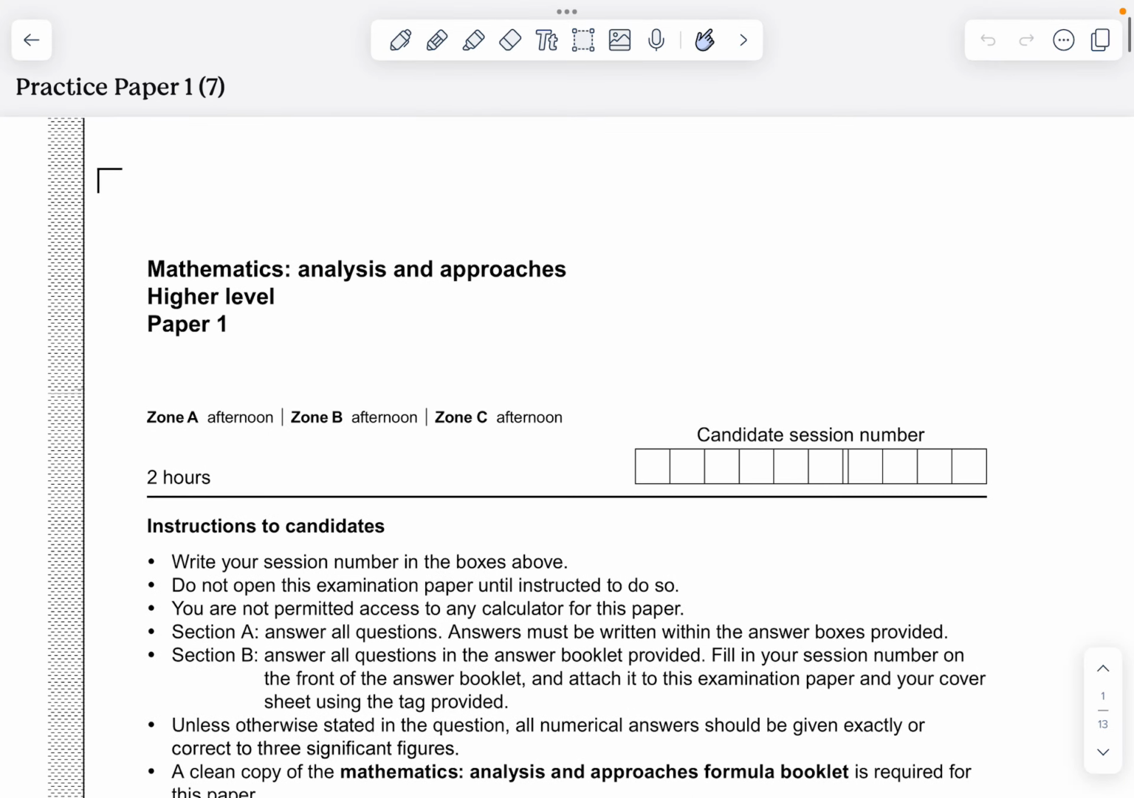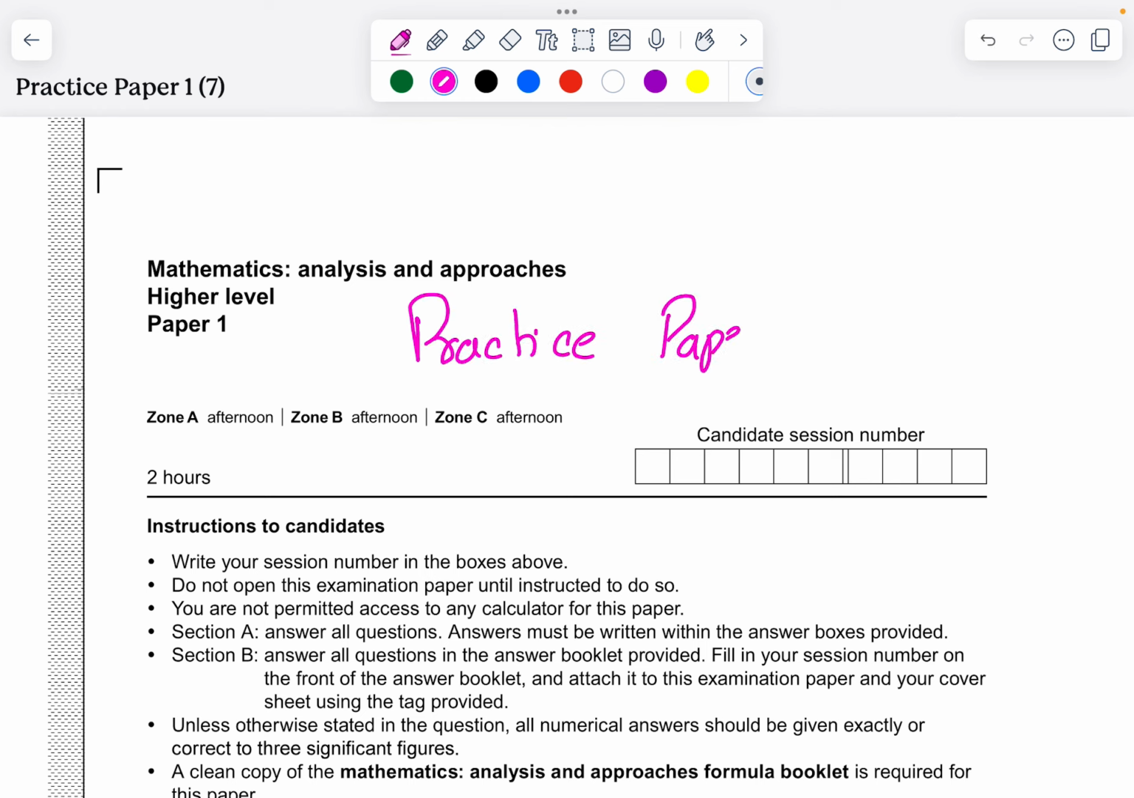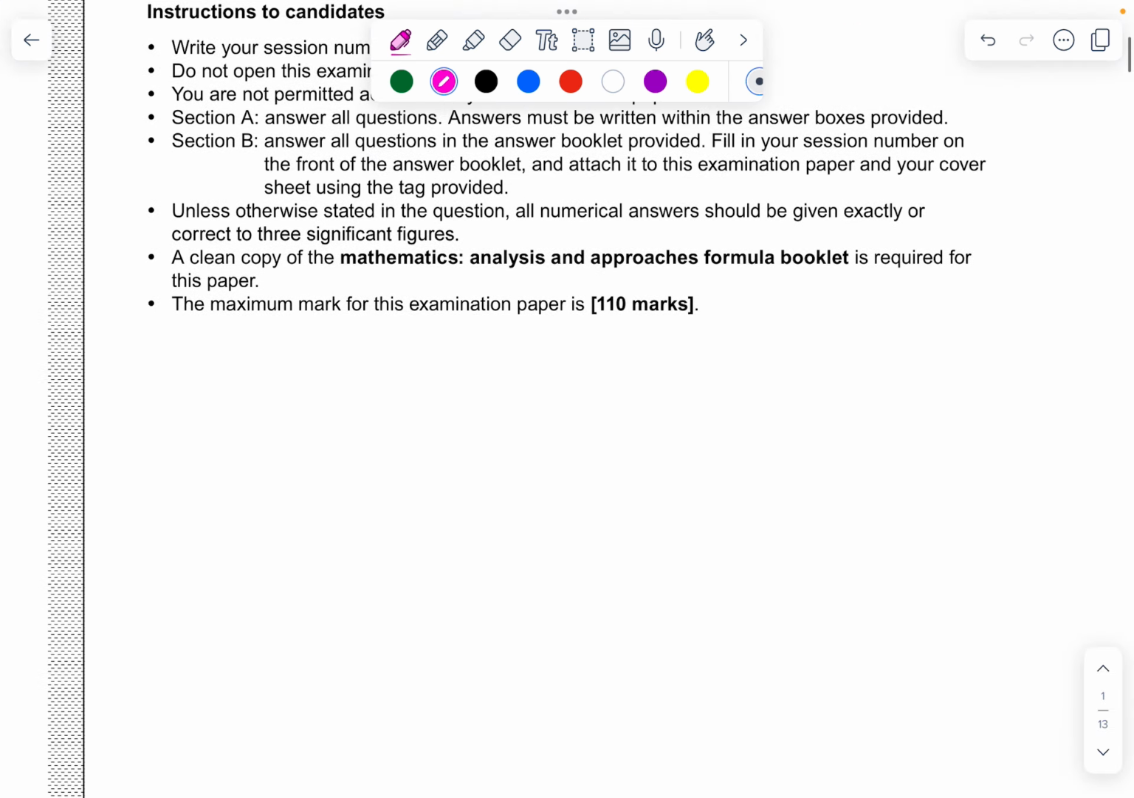Welcome. This is a practice paper, or you can call it a predicted paper, for the AAHL Paper 1 for the upcoming examinations.